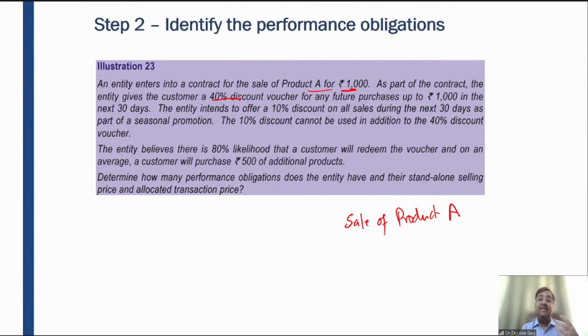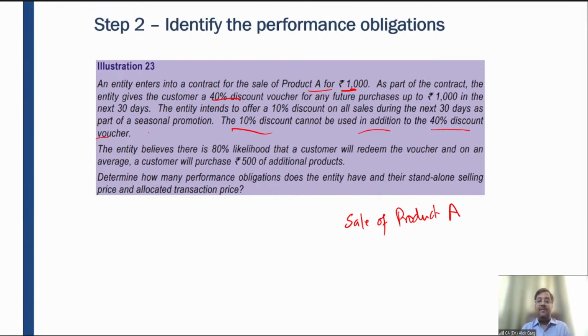It means what is the additional discount the entity has given to this customer? Only 30% is the additional discount. The 10% discount cannot be used in addition to the 40% discount voucher. So it is not 10 plus 40. It is not like that, that anyone who has this loyalty discount of 40% will get 10% additional. It is not like that. Okay. So the 10% discount cannot be used in addition to the 40% discount voucher, right?